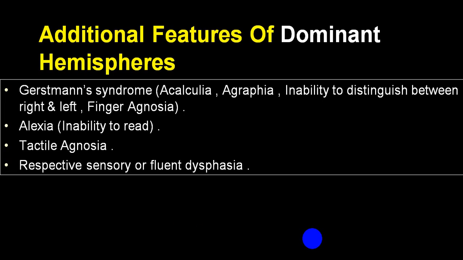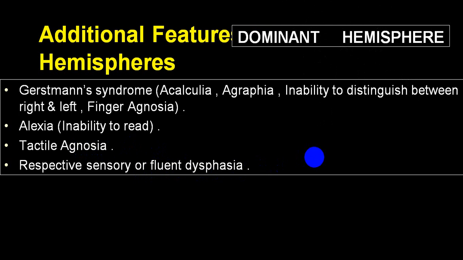And as we have already told you, in the non-dominant hemisphere, Gerstmann syndrome, that is acalculia, agraphia, and finger agnosia with right-left disorientation. The person will not be able to differentiate between right and left. He will also have alexia and tactile agnosia, that is what we call cortical sensory loss. And the person will also have sensory aphasia, which is because of involvement of the parietal lobe area. That will be more common with the non-dominant hemisphere.